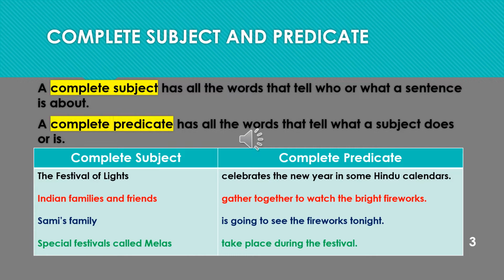Sammy's family is the subject. It's going to see the fireworks tonight. It's the predicate because it includes the verb.